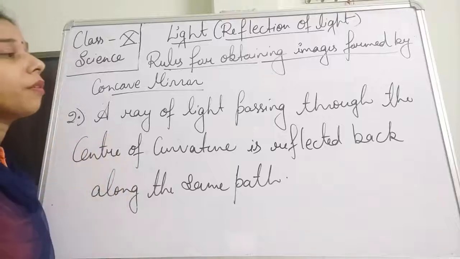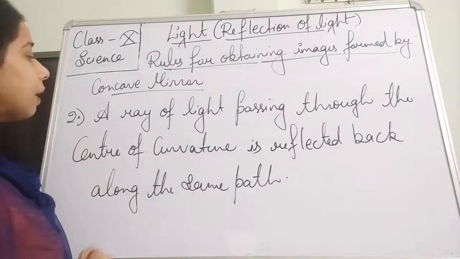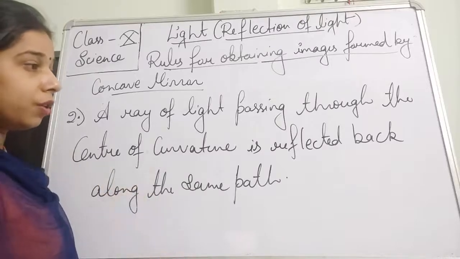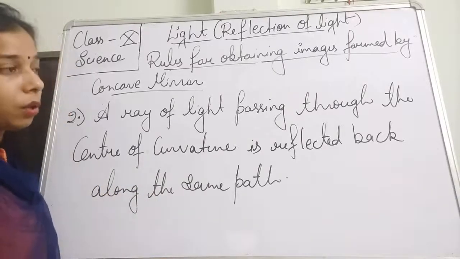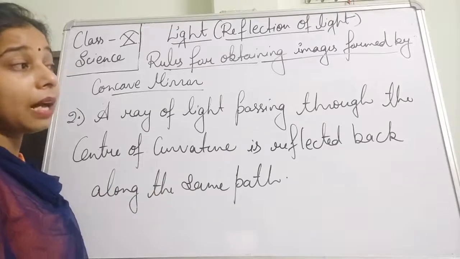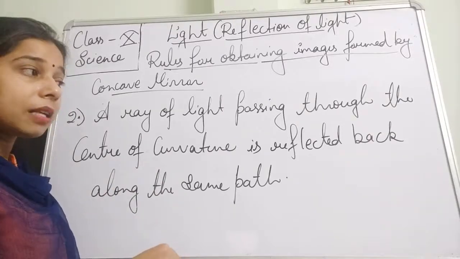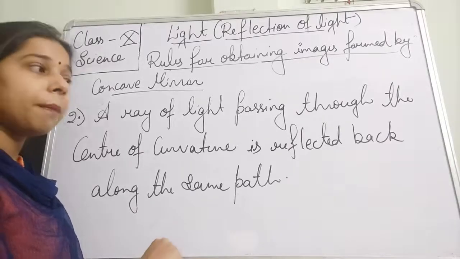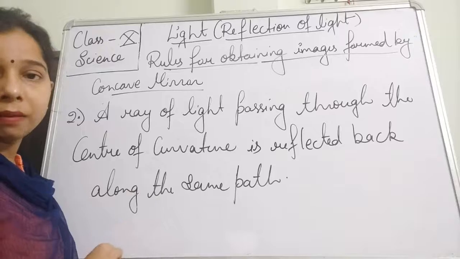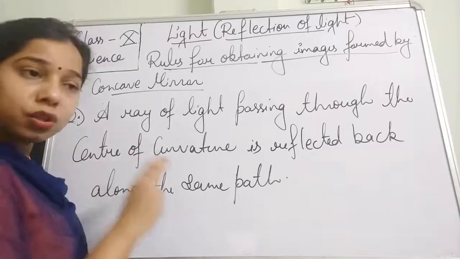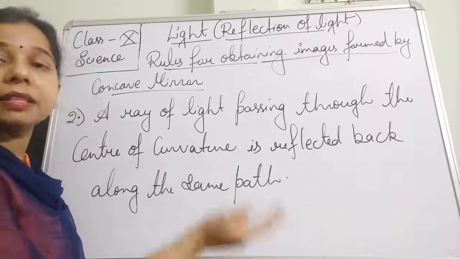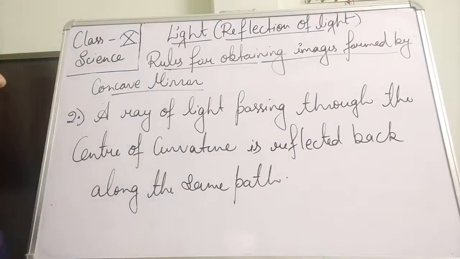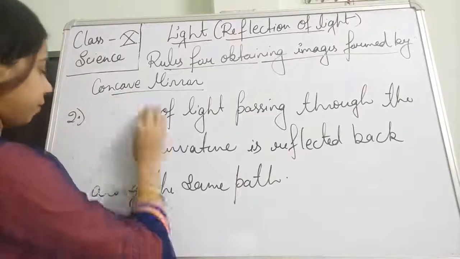Second rule, students, is already written here. You can see it is given that a ray of light passing through the center of curvature is reflected back along the same path. What does that mean? If a ray of light is passing through the center of curvature, it will again pass through the same path. It means if it is going through the center of curvature, it is reflected back along the same path. I will tell you how this happens with the help of a diagram.